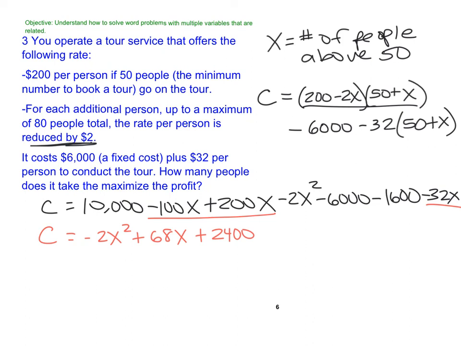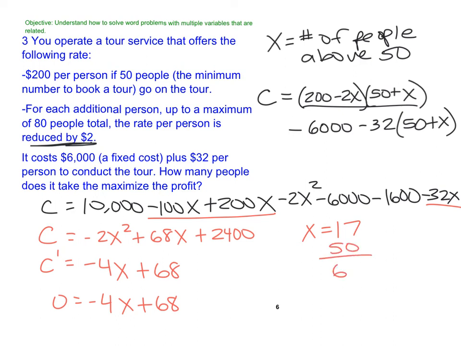So now I'm going to maximize the profit. How many people does it take to maximize profit? Take the derivative, set it equal to 0, and I got x equals 17. That's not the total number of people though. That's the number of people above 50. So a total of 67 people to maximize. I thought that was tricky, figuring out the subtraction and the adding and everything. So, all right, that's all I got.